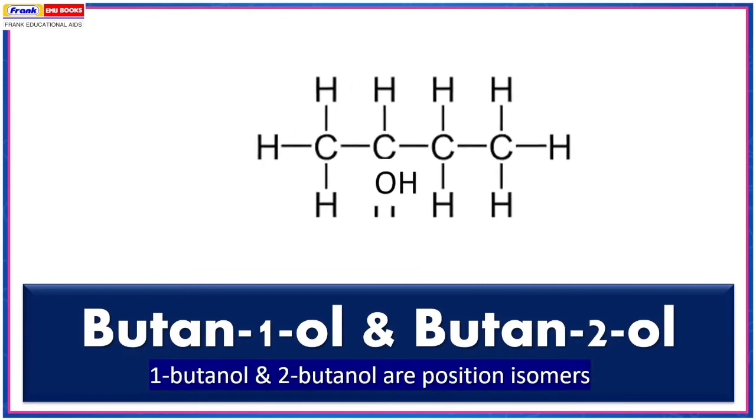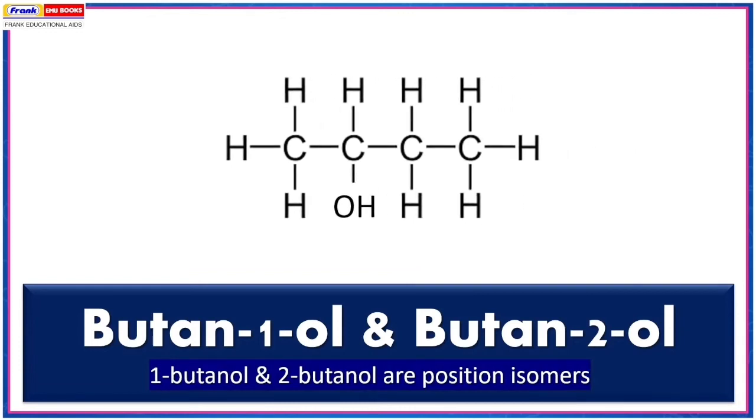Another way of representing butane-2-ol is CH3, CHOH, CH2, CH3, with the OH group attached to the second carbon atom from the left-hand side.